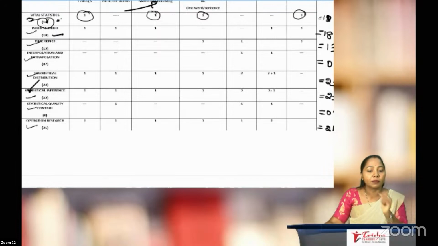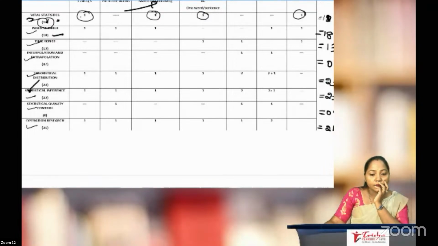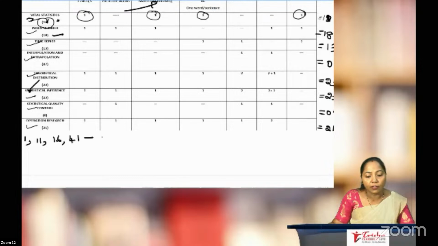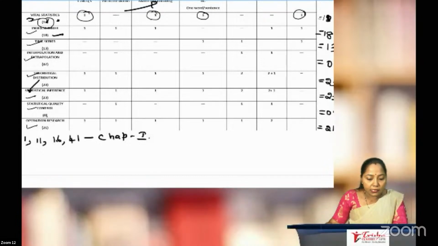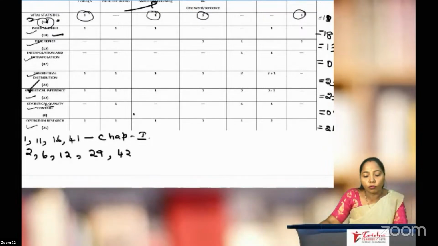Now let us go back to the first chapter, that is vital statistics. So the question numbers will be from vital statistics: question number 1, question number 11, question number 16, and question number 41. So these question numbers will be related to chapter 1, vital statistics. Next, index number. The question numbers would be question number 2, question number 6, question number 12, question number 29, and question number 42. So that is from chapter 2.